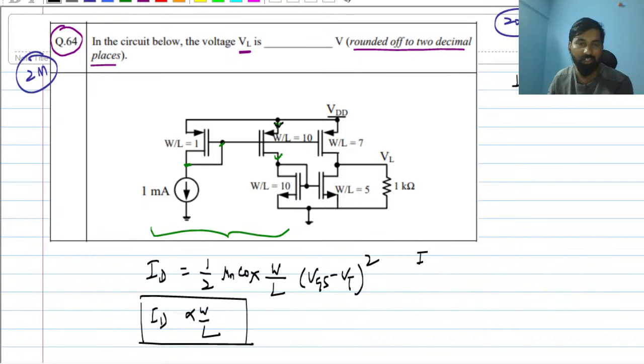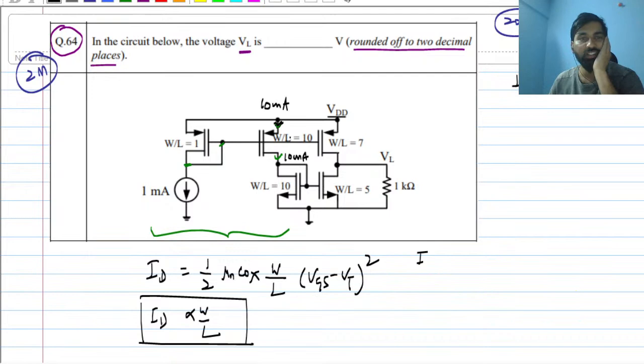So what will be the current here? The W by L is 10. I believe anybody can solve this kind of question. So this will be 10 milliampere, and it will be flowing through here. So this is 10 milliampere, and from here also 10 milliampere.